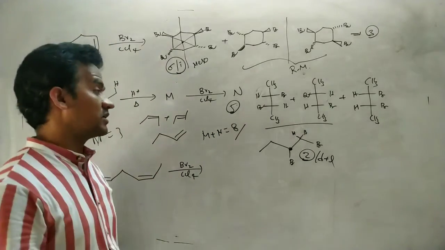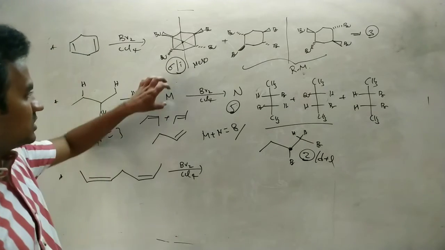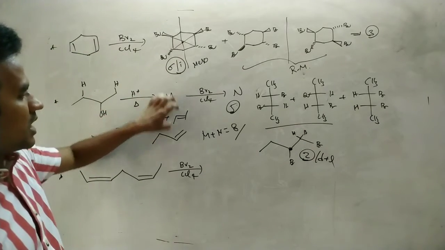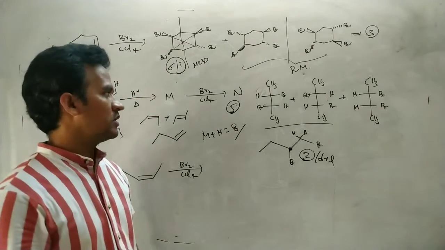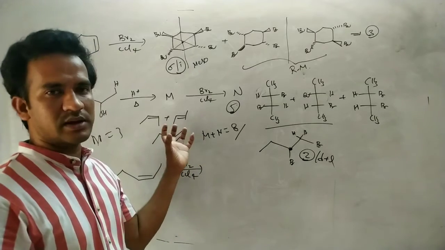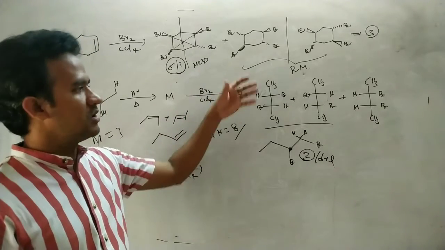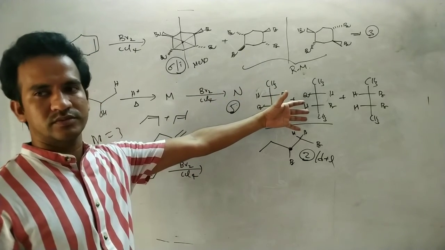Okay, it is a previous IIT Advanced question. It is a mixture of cis-2-butene, trans-2-butene and 1-butene. All these three alkenes can be reacted with the bromine solution, and we will get this mixture of compounds.